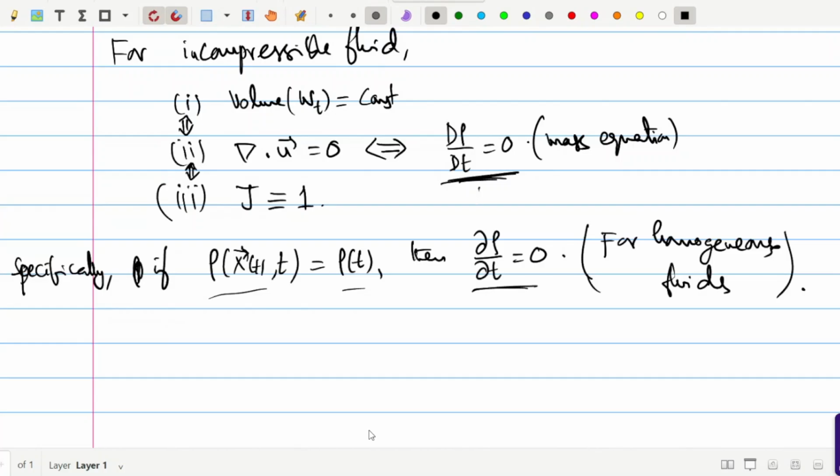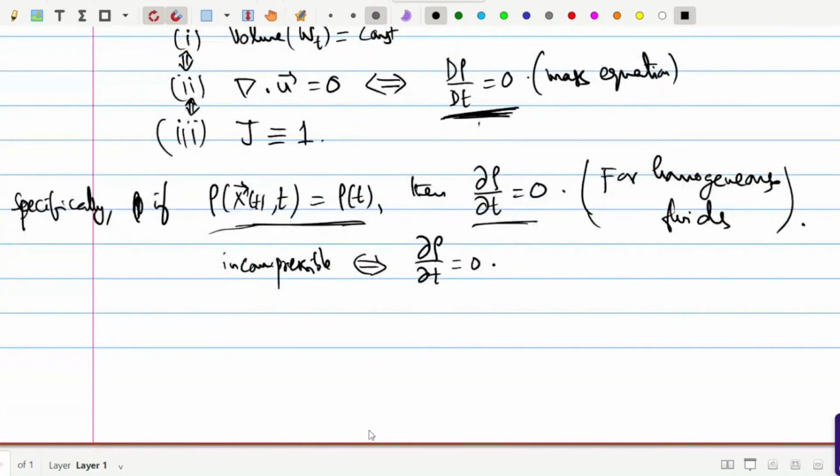So incompressibility: all those four definitions are incompressible if and only if ∂rho/∂t equals 0. This is what you are taking, capital D rho by Dt equals 0, because if you consider rho only depending on time, that is nothing but the partial derivative of rho with respect to t. So basically, that's how it is. You take only the time derivative.